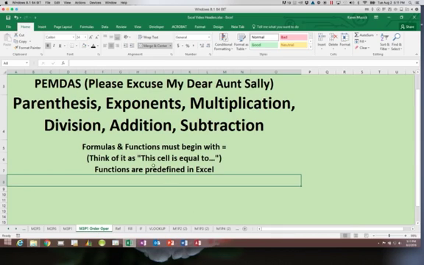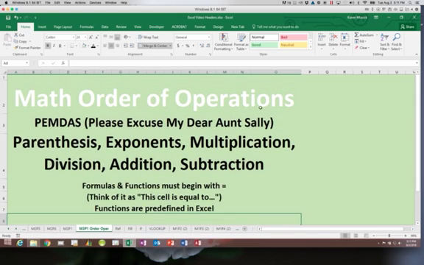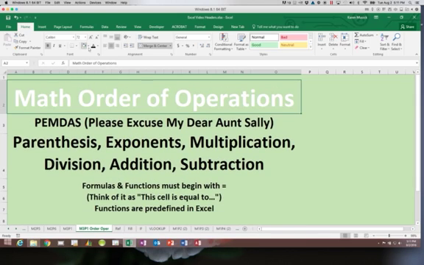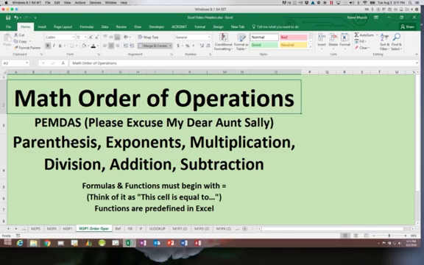But anytime you're working with formulas, you do need to remember your order of operations when it comes to your math sequencing of parentheses, followed by exponents, multiplication, division, addition, and subtraction.